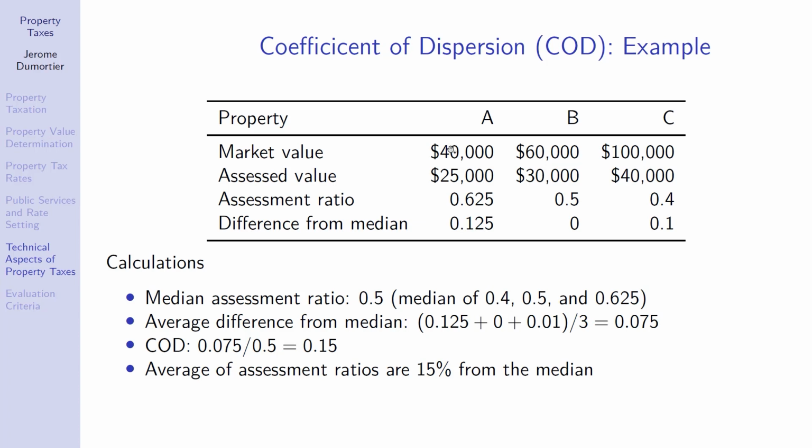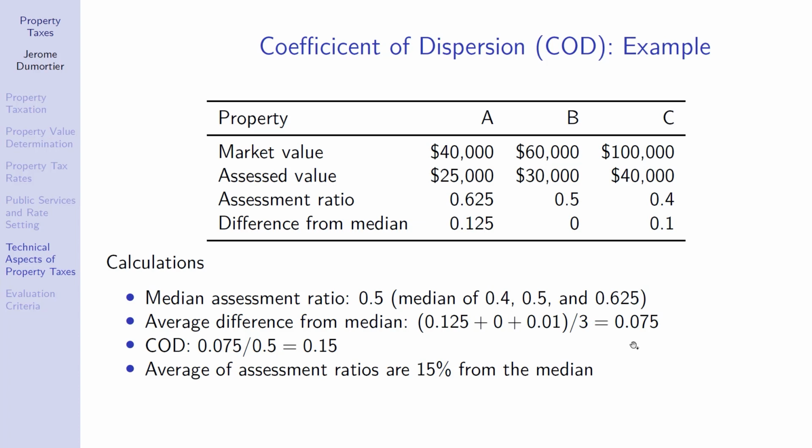So note that here the median assessment ratio is 0.5. So what this means is that 50% of properties are above 0.5 and 50% of properties are below 0.5. Okay, and hence the difference from the median. And note that here you are actually dropping the sign. So it doesn't matter whether it is below the median value or above the median value. We are only looking at the difference from the median. So here the difference from the median is 0.125, 0, and 0.1.